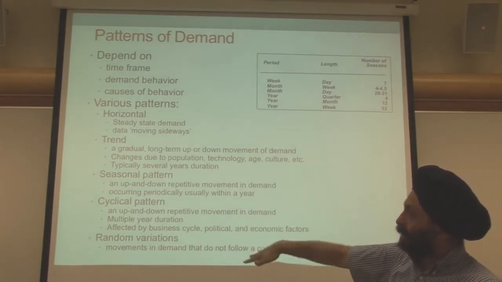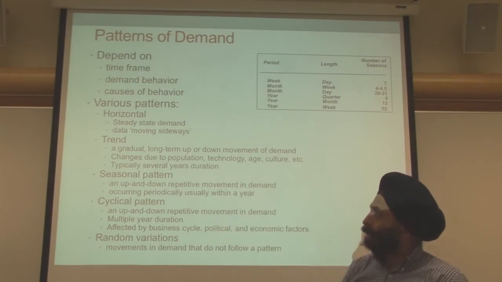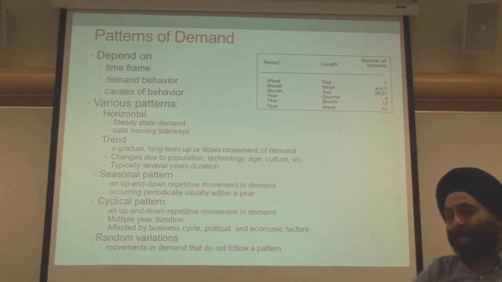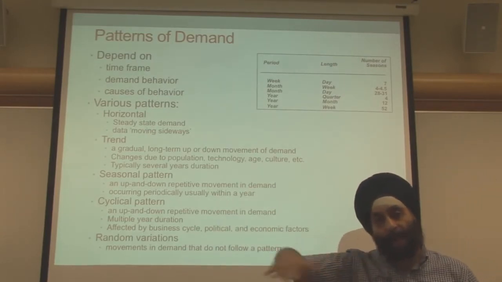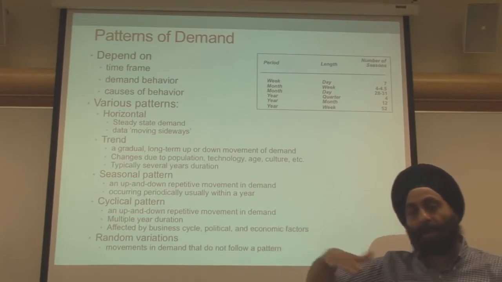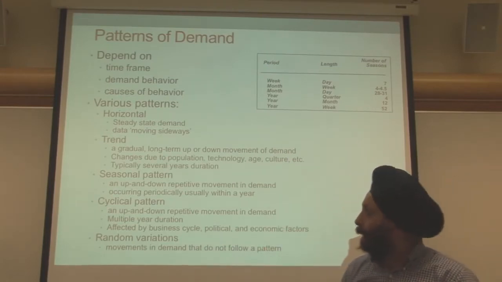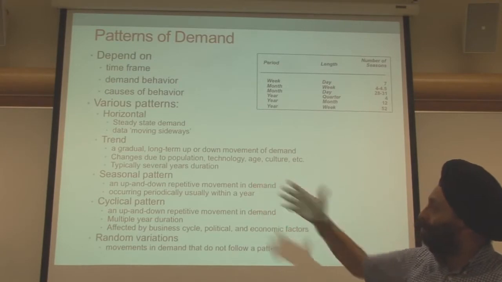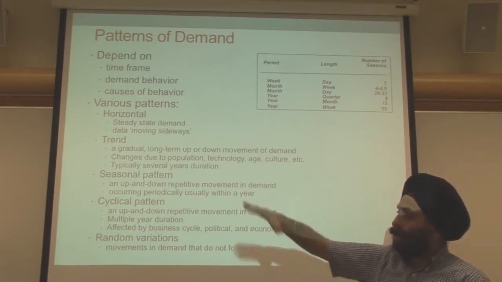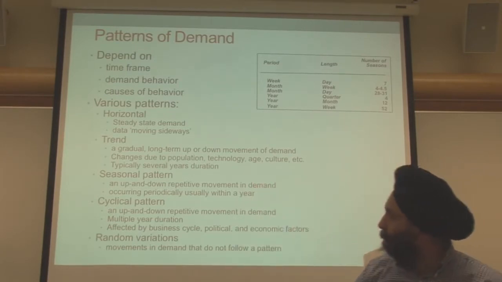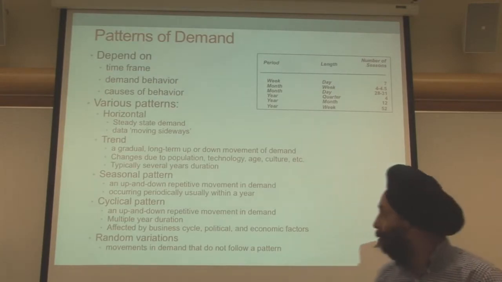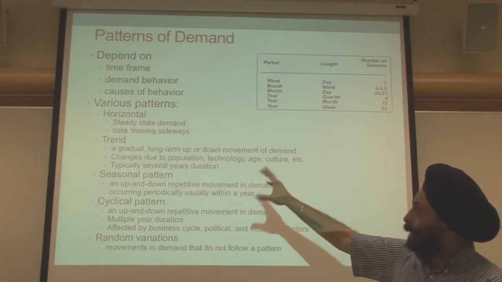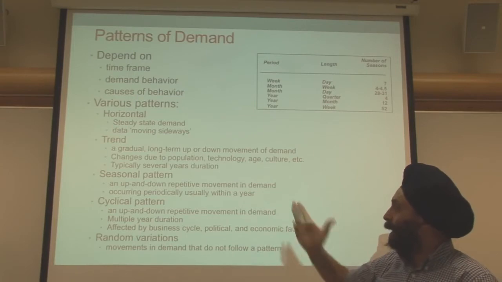Various patterns exist in here. We start with horizontal, which is steady state demand. Data tends to move sideways, that is, demand hovers around a certain number in this case. And then you have trend, which is a gradual, long-term up or down movement of demand, and changes due to population, technology, age, and cultures.